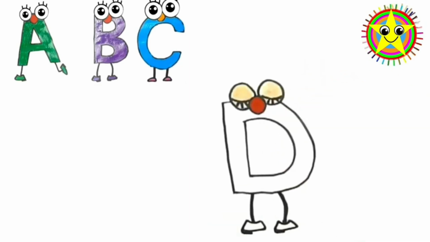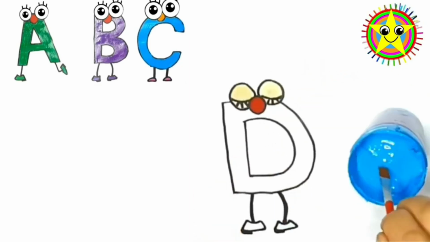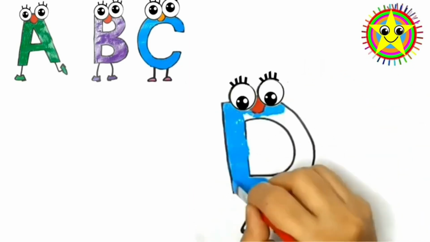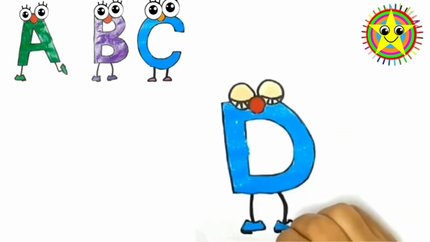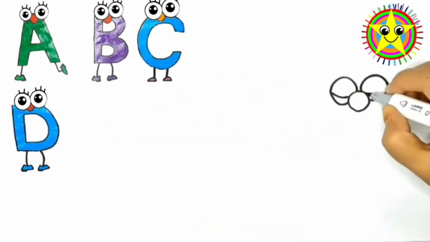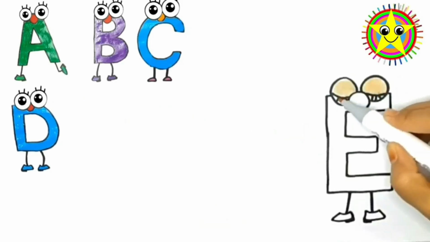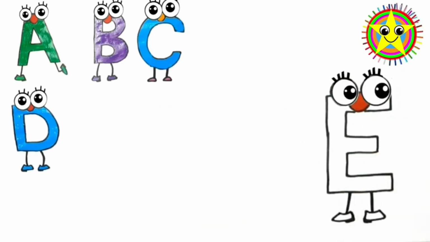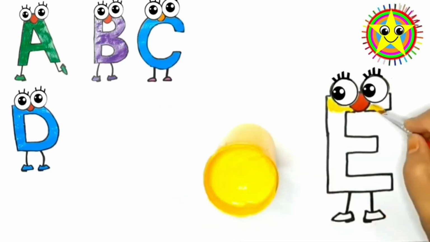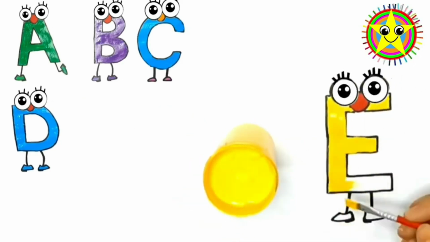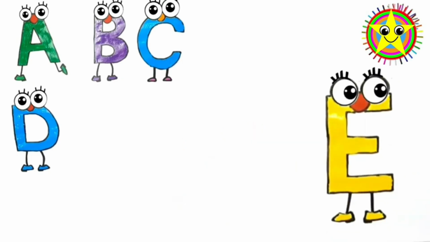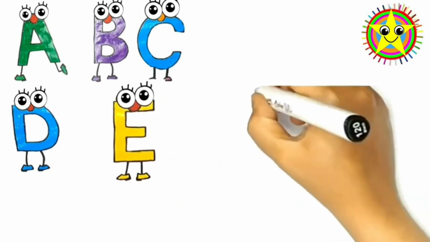D. Wow, it looks super cute. D has magical eyes. E. Yellow. E. Wow, it looks super cute. E has magical eyes.